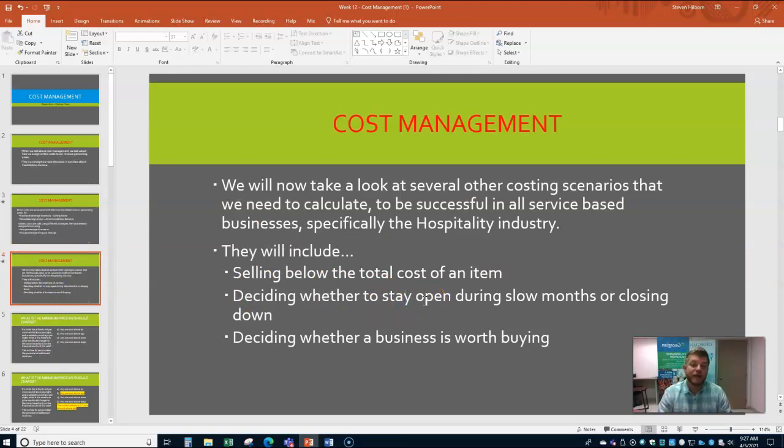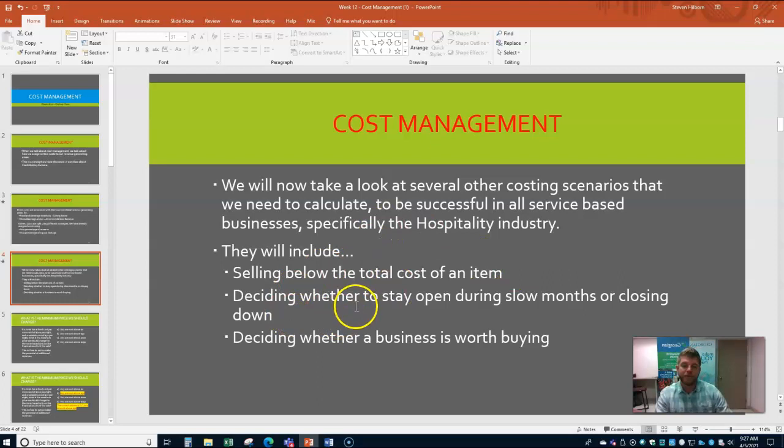So let's take a look at a couple different costing scenarios that we need to calculate and then need to make some business decisions if it's worth it to take this kind of job. So is it a good idea to sell below the total cost of an item? So if an item costs $100, but we sell it for $80, does that make any sense, or where does that make sense? So right off the hop, most people say, no, that doesn't make sense, because why would you do something like that? You're losing money on it.